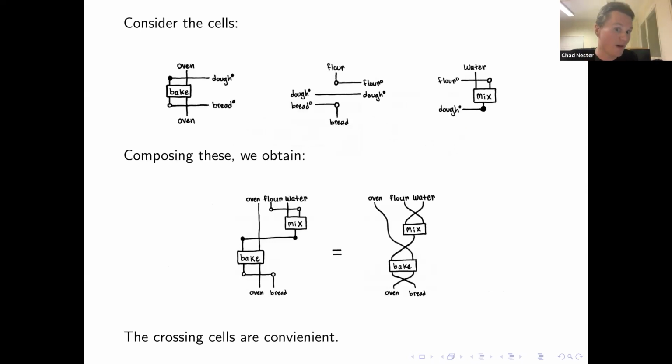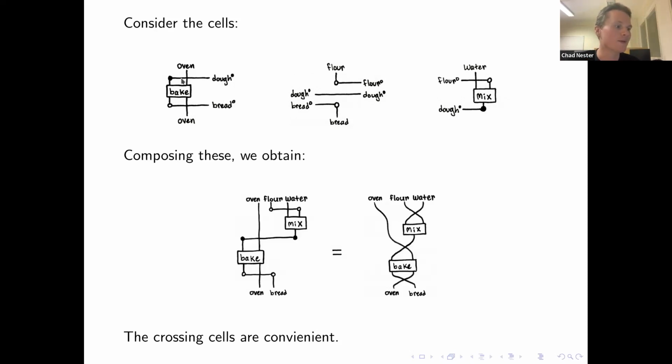And the crossing cells are also quite helpful if you want to draw more complicated diagrams. You read them like you would read the braiding in a monoidal category in one of these process-theoretic interpretations, where here I would have, in this same sort of bake and knead, and here we have mix that mixes flour and water into dough.